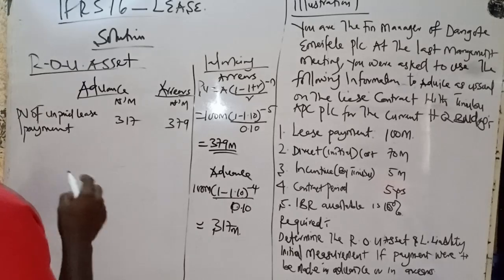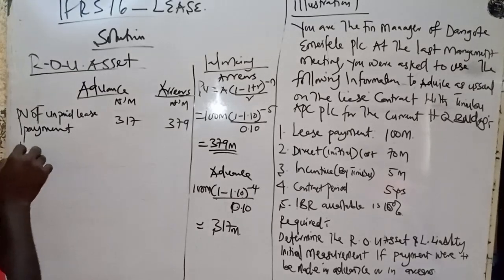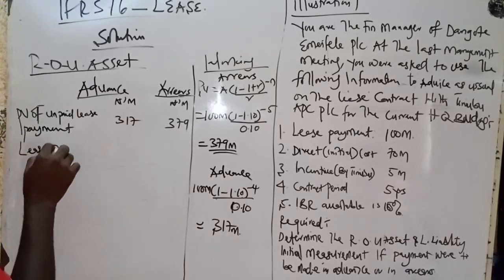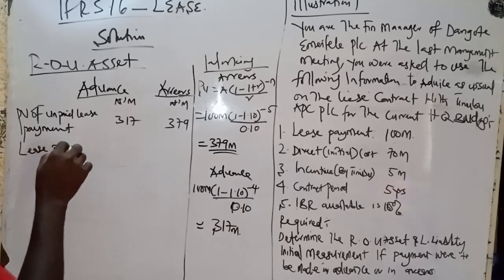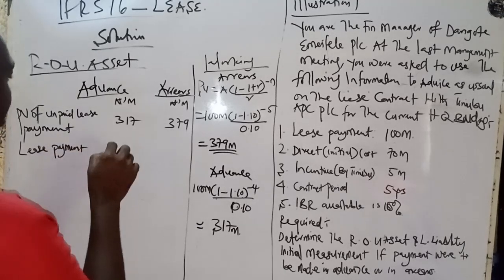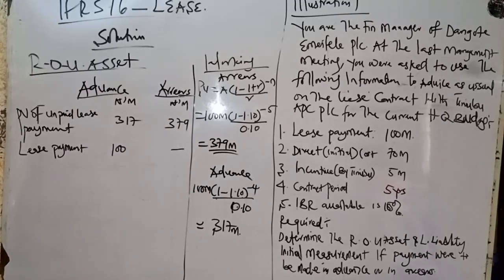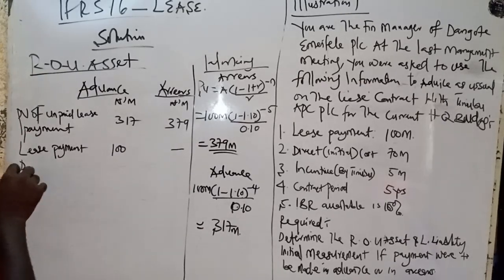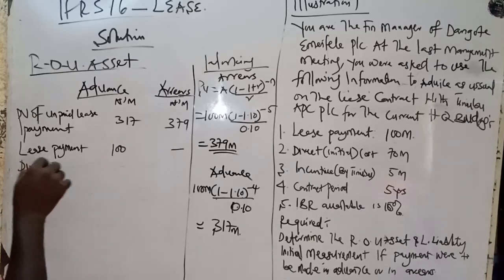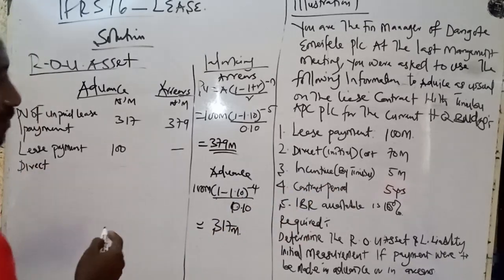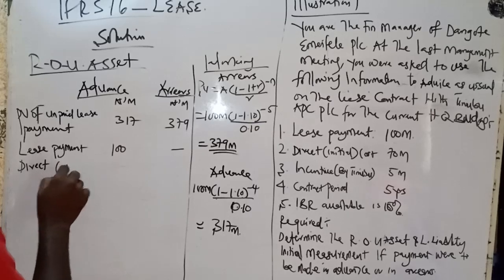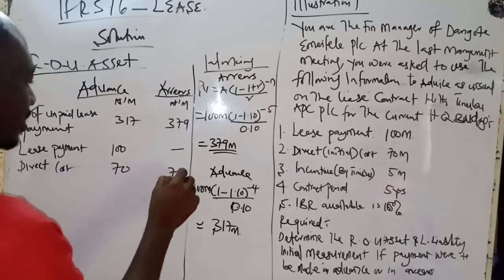Okay, let's quickly go. Lease payment. Do we have any lease payment that have been made? Yes, we do. For advance. So we recognize the 100 million that was made here. Then we will not recognize it here. Please follow me. Then the next one is a direct cost. The direct cost, we are told, is 70 million.